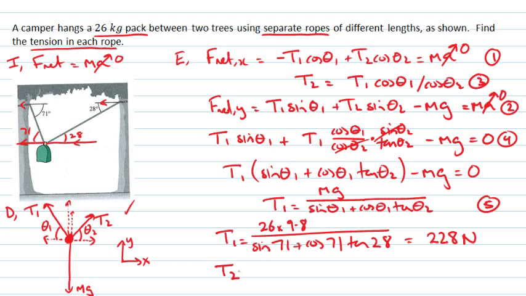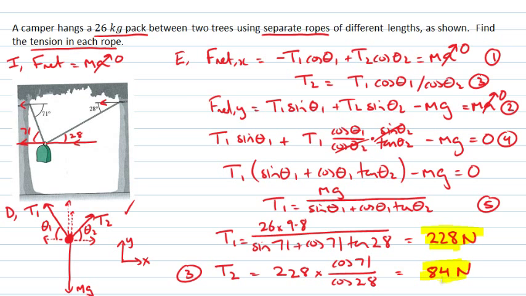What I can do now for T2 is I can use equation 3 and write that's equal to my numerical value for T1, so 228 multiplied by the cosine of theta 1, which is cos of 71, divided by cosine of 28 will give me 84 newtons. So my numerical values for T1 and T2 are 228 newtons and 84 newtons.